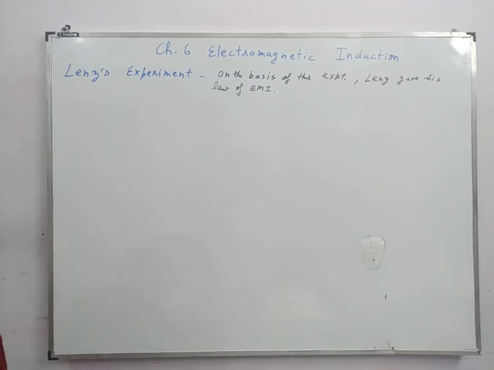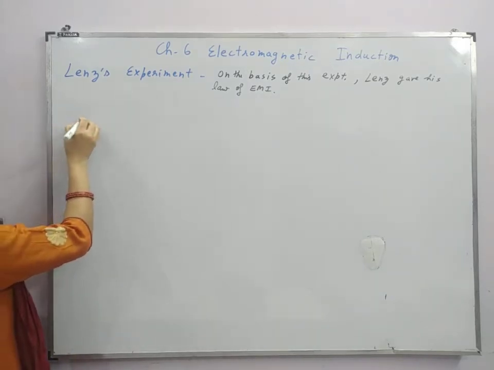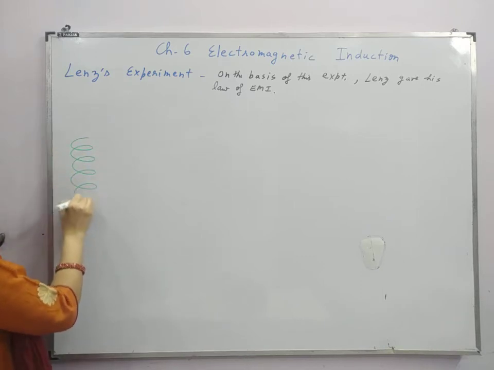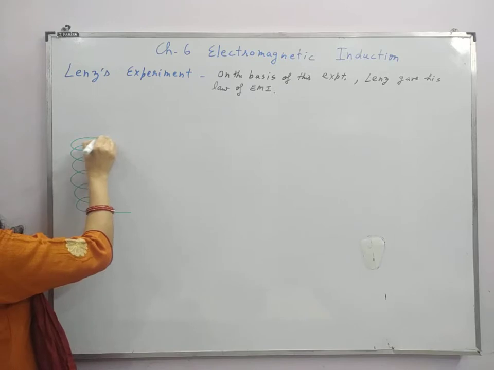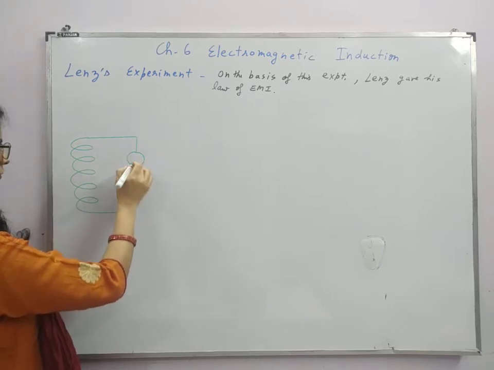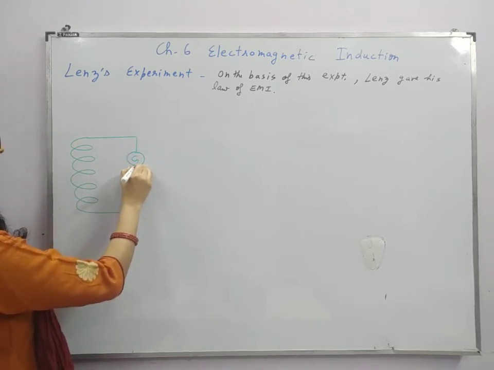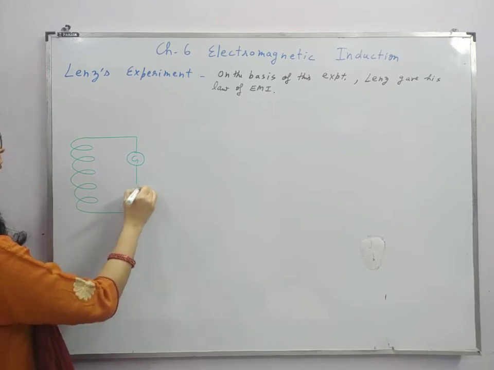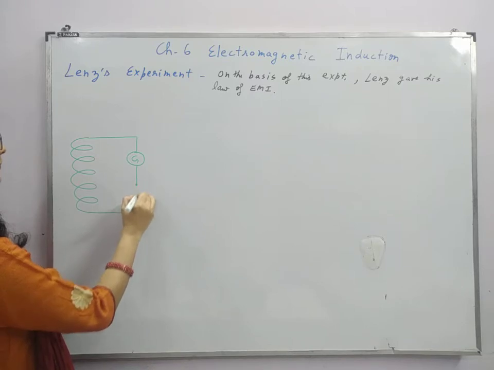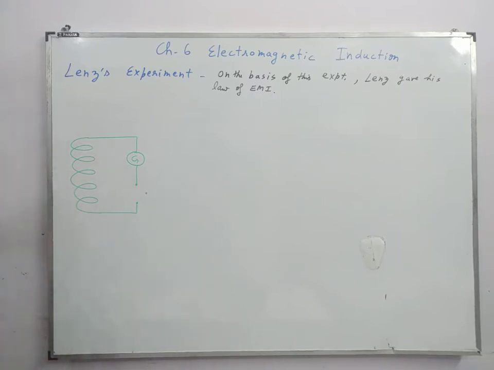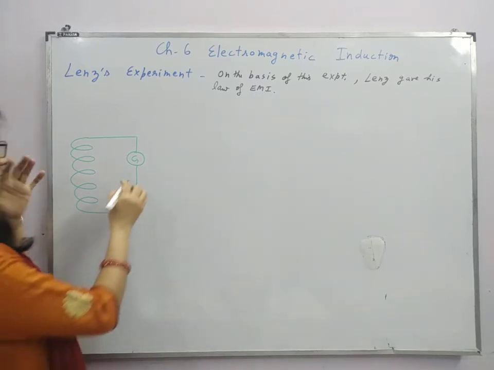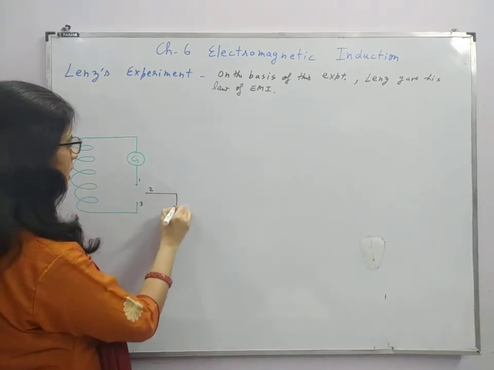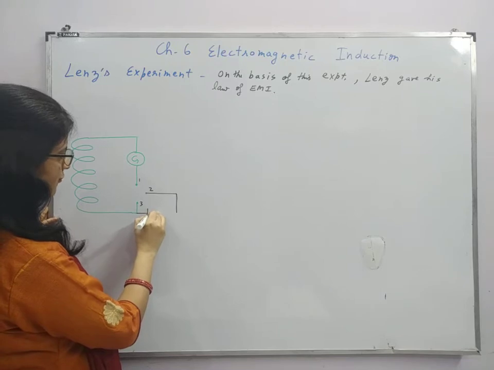The experimental setup is like this. Suppose you have this coil. This coil was taken, and in this there was a galvanometer which was placed here, and here there was a provision for a two-way key. Why this two-way key? If I mark this as 1, 2, 3, in this branch a battery was connected.